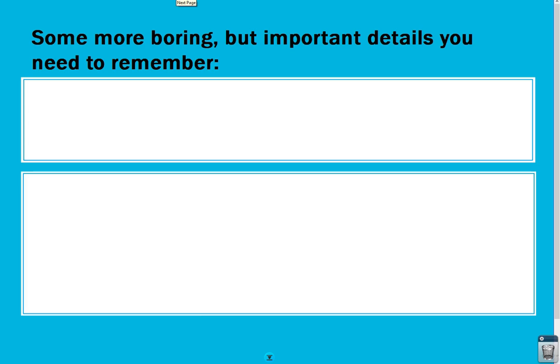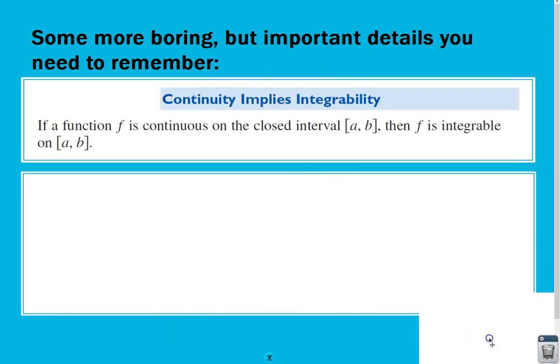Okay. All right. So, some boring but really important details you need to remember about integrals. First thing is continuity implies integrability. If a function is continuous on the closed interval from a to b, then f is integrable from a to b. So what that means is if you have a function that looks like this right here, that tends to be one I draw a lot, I can take the integral of that because I can find the integral underneath all that stuff.